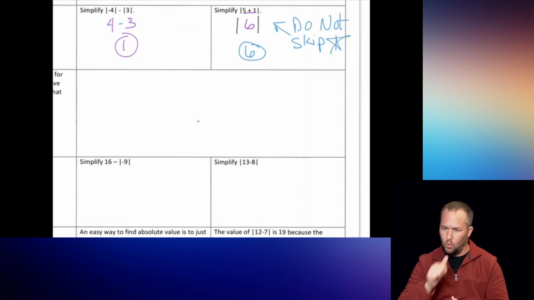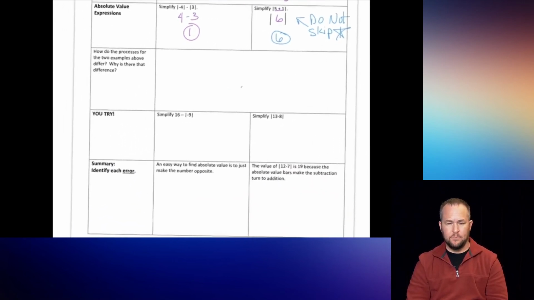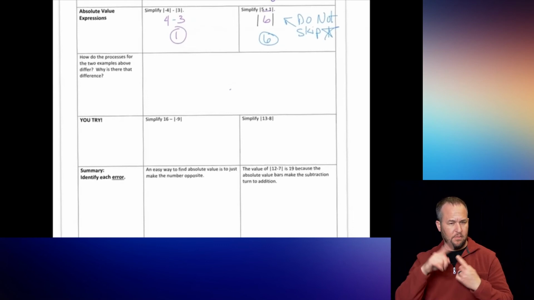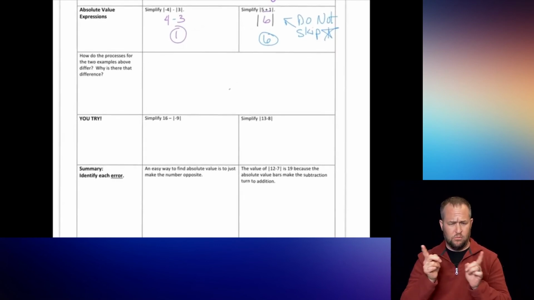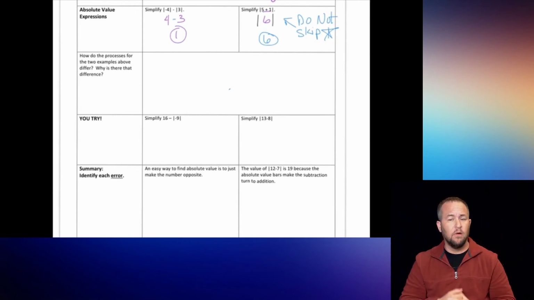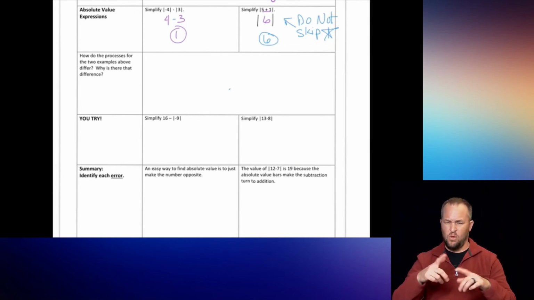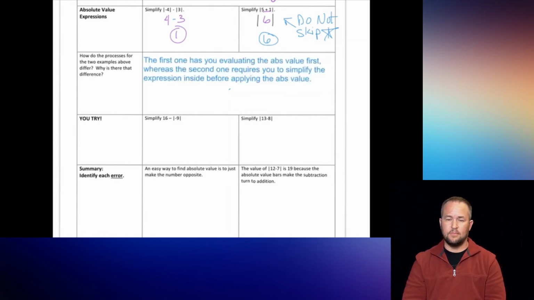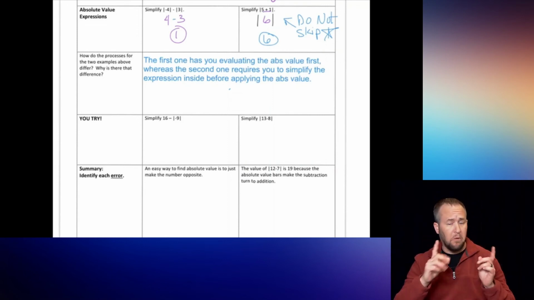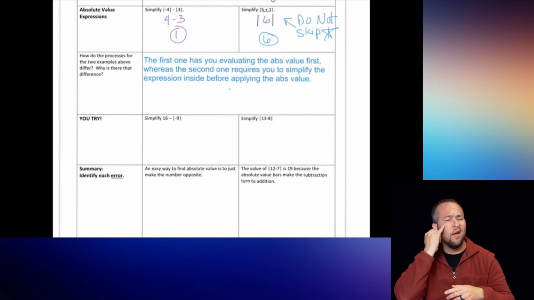All right. So now let's think about this. How do the processes for the two examples above differ? So how are they different and why is there that difference? Go ahead and pause for just a moment and jot down some ideas there. Now, if you want to write something different, that's totally fine. This is just a quick idea of what happened and what the difference was.